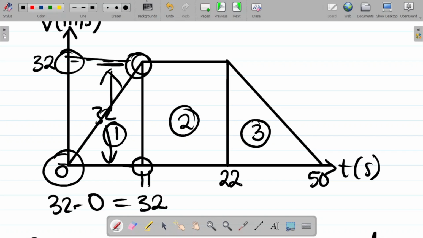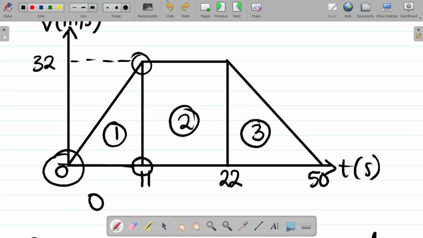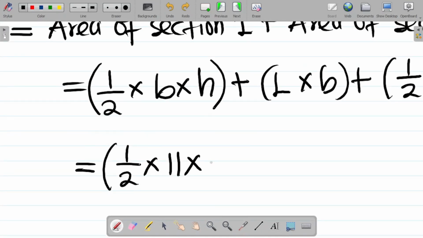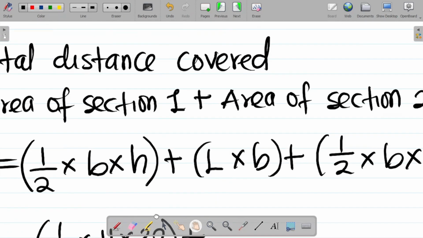All right, let's get that down. Let me clean this here. So I have 32 as the height. This is the area of section 1, plus, let's get the area of section 2.